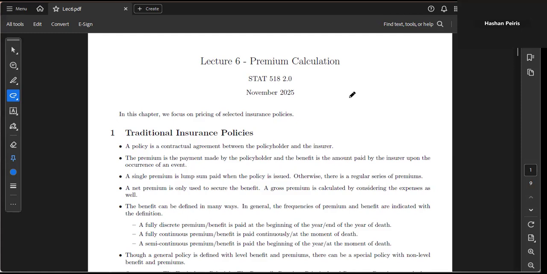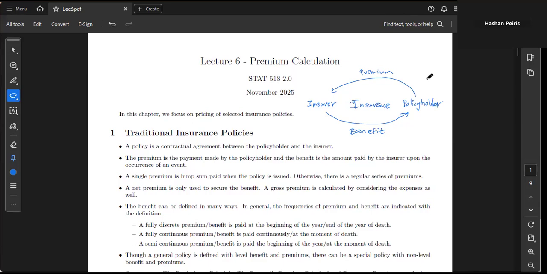And if you can visualize this, say we have the insurance, and we have the insurer and the policyholder or the insured. The policyholder pays a premium and the insurer pays a benefit if it is needed.